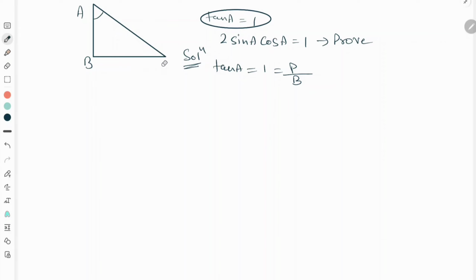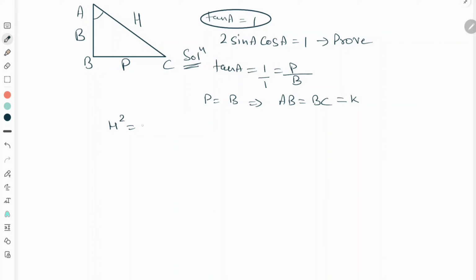So our BC will be perpendicular, AB will be base, and AC will be hypotenuse. So in this case we can say that perpendicular and base both are equal. This implies that AB is equal to BC, and we can say that it is equal to K. Both are equal to K, and K can be any number. So now we have to find hypotenuse.